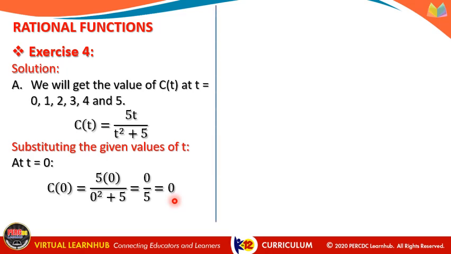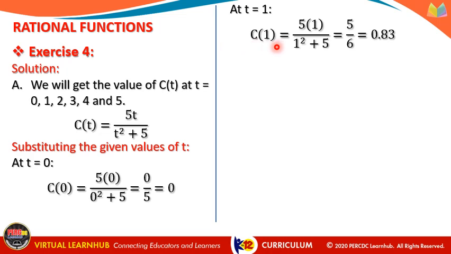Let's proceed. What if ang t ay 1? O di, lahat ng t dito ay gawin nating 1. So you'll get 5 times 1 over 1 squared plus 5. Simplify, you'll get 5 over 6. Convert it to decimal, you have 0.83.